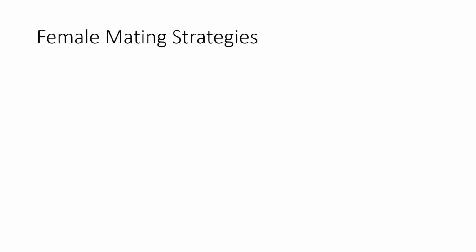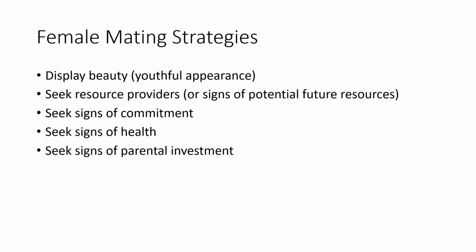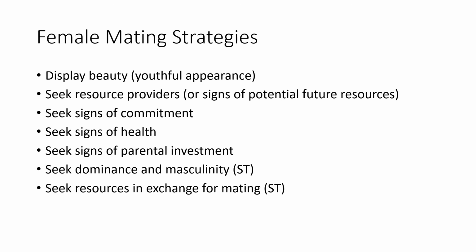So at the end here, we'll look at female mating strategies, just kind of to wrap all of this up. Female mating strategies are to display beauty, seek resources, seek commitment, seek health, seek parental investment, seek dominance and masculinity, at least for short-term partners, and seek resources in exchange for mating, at least in short-term partners. So for women, there's a lot of choosing going on. There is some competing going on, but there's a lot of choosing going on. Some competing, but a lot of choosing.